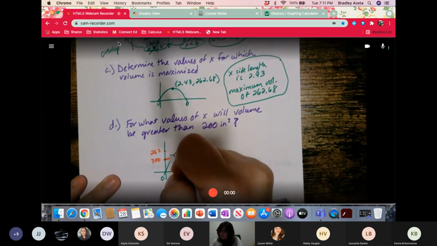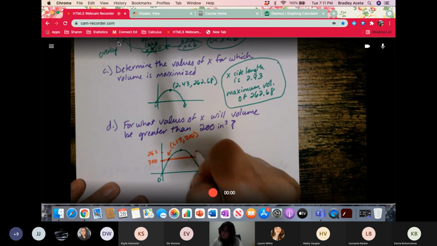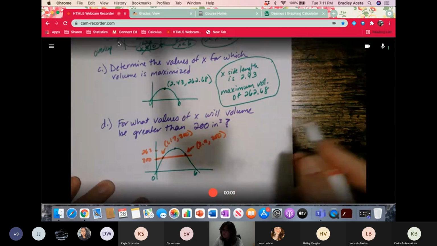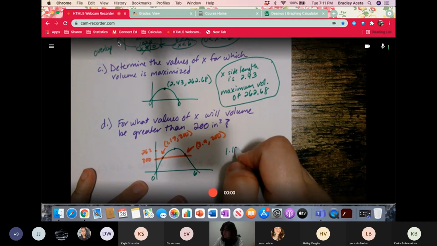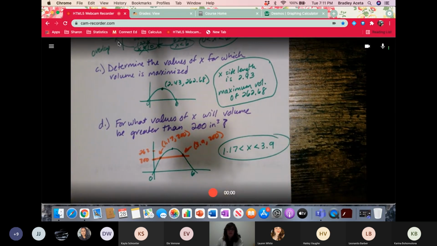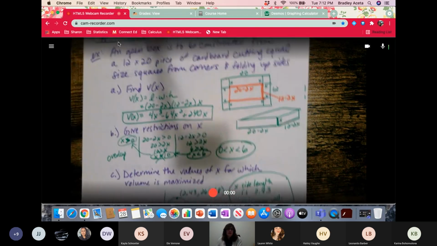So this point was (1.17, 200), and this point right here was (3.9, 200). And so what values of x will the volume be greater than 200? Any value where x is between 1.17 and 3.9. You wouldn't want it to equal 1.17 because then it would equal 200. You want it greater than 200. So that one is not too bad of a problem. And I like it. I definitely see it.